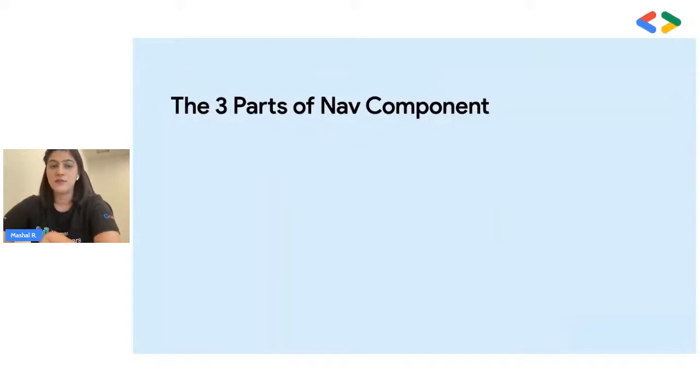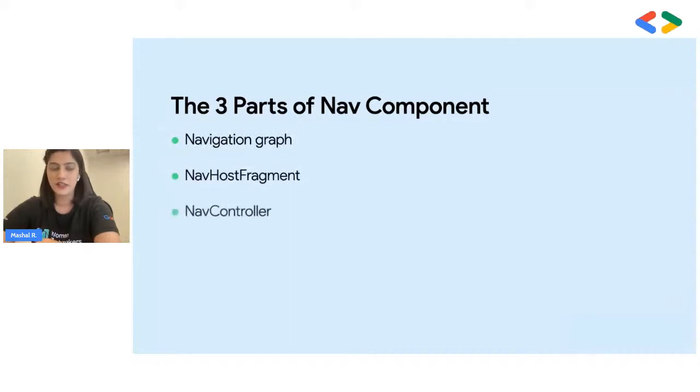Talking about the three parts of navigation component that work together in harmony to achieve navigation, it's important to understand how all of these work together to make navigation actually happen. So the three parts that we have are navigation graph, NavHostFragment, and Nav Controller. This can be a little confusing because all of them contain the word nav, and some of them even existed way before navigation component even came into existence.